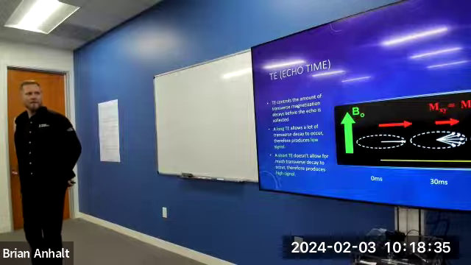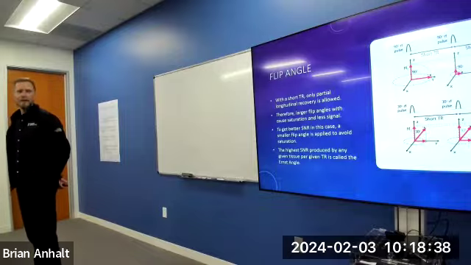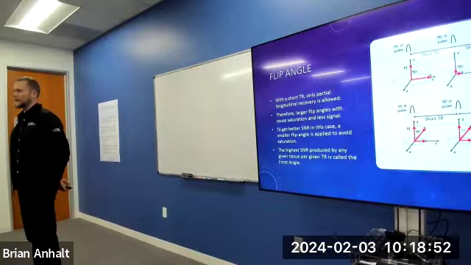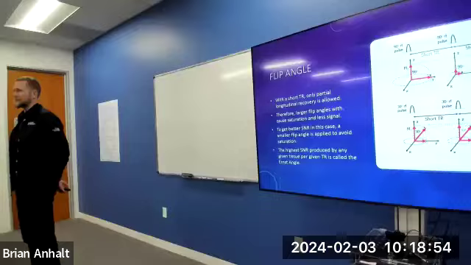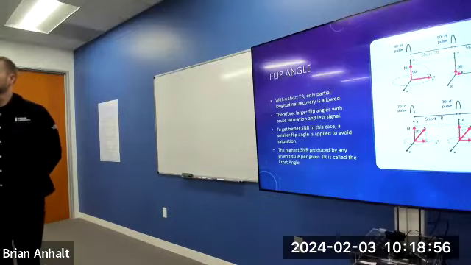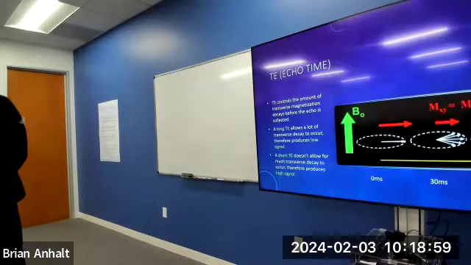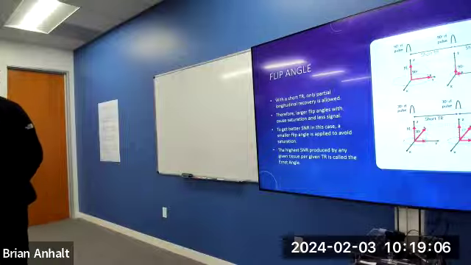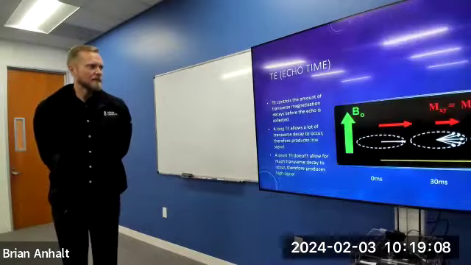What's the trade-off though? Say I have a short TR and I want to go with a lower flip angle to get better SNR. What's the trade-off? What kind of contrast? T1, right? So if I want to get T1 contrast and I lower my flip angle to get better SNR, I'm sacrificing that contrast. I can't do it. Gotta know the trade-offs. Okay, I'm just giving you complex examples here. We'll keep going over them.